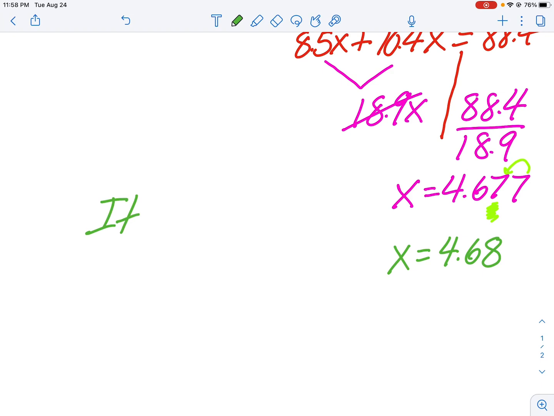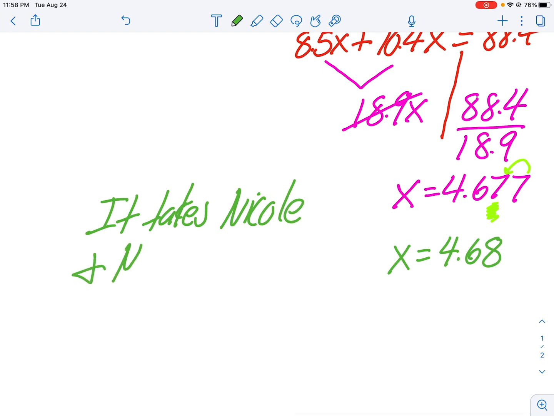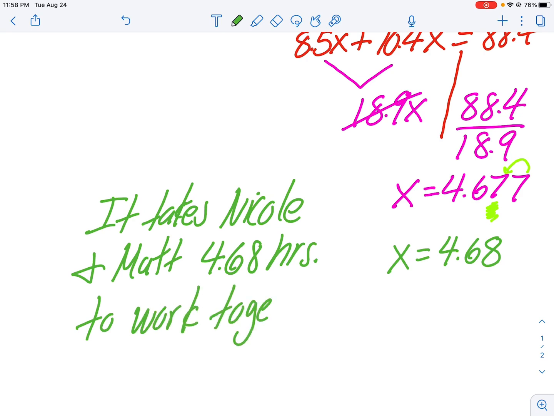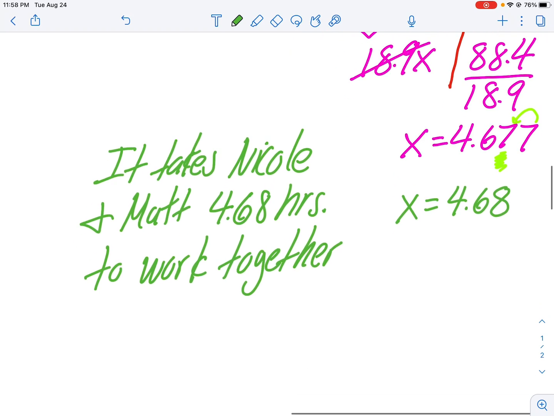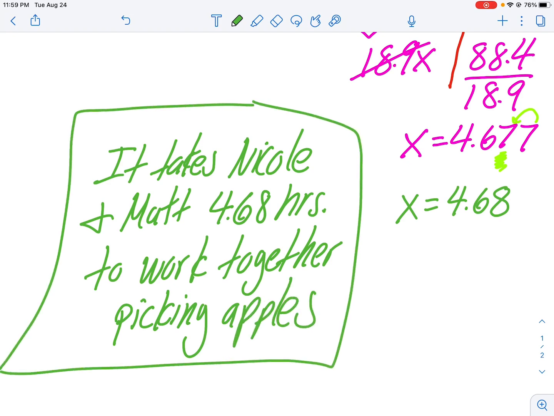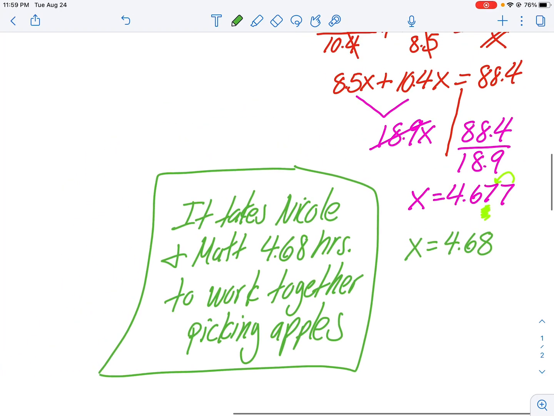So Nicole and Matt, right? It takes Nicole and Matt 4.68 hours to work together picking apples. And that is my final solution right there.